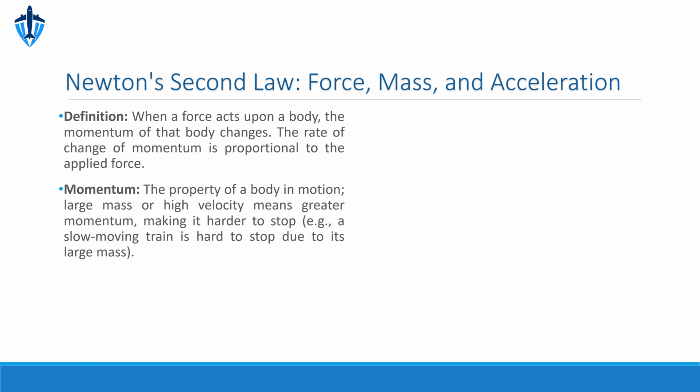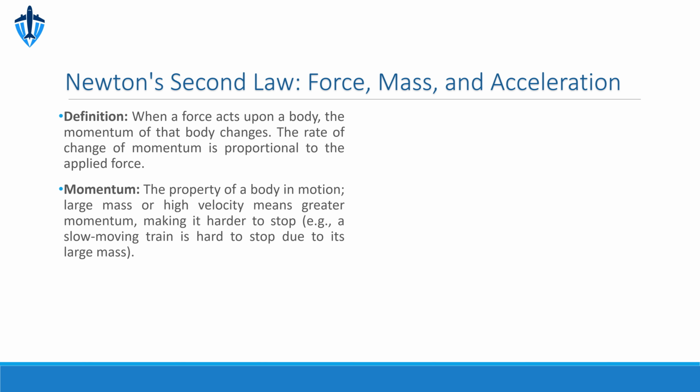And thirdly, and perhaps most critically, centripetal force is directly proportional to the square of the velocity. This is crucial. If you double the speed of an object in circular motion, the required centripetal force doesn't just double, it quadruples. This highlights why high-speed rotations generate immense forces.